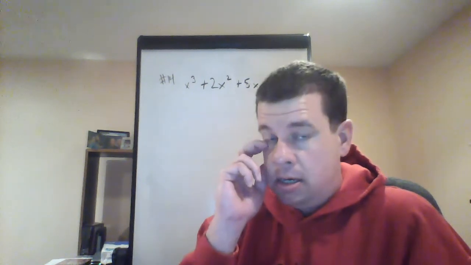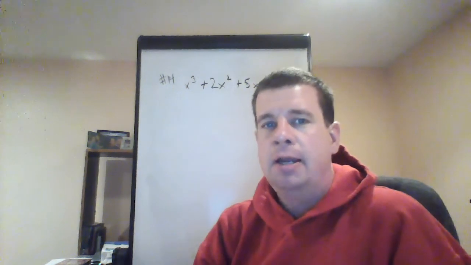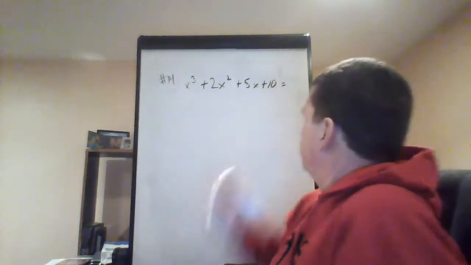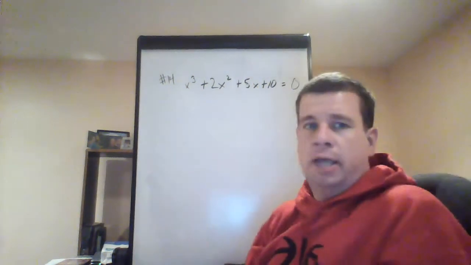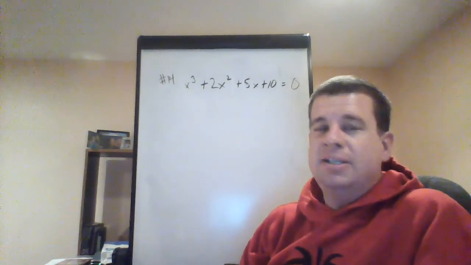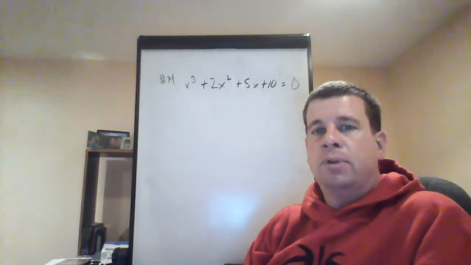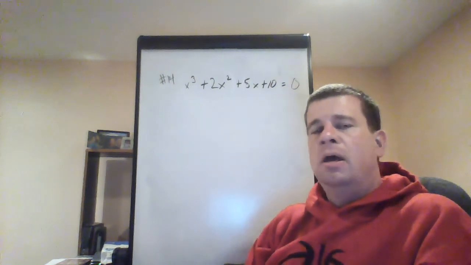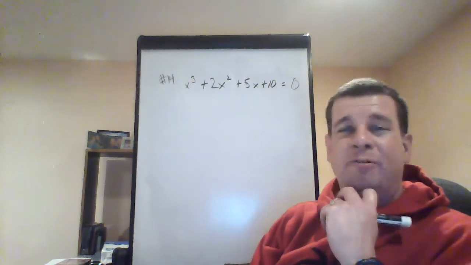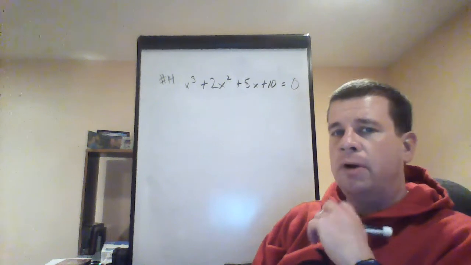This is number 14 on your homework for tonight, and again, we're trying to find the zeros of this thing. The polynomial is x cubed plus 2x squared plus 5x plus 10 equals 0. As I start to look at this, I want to factor it so I can use the zero product property.